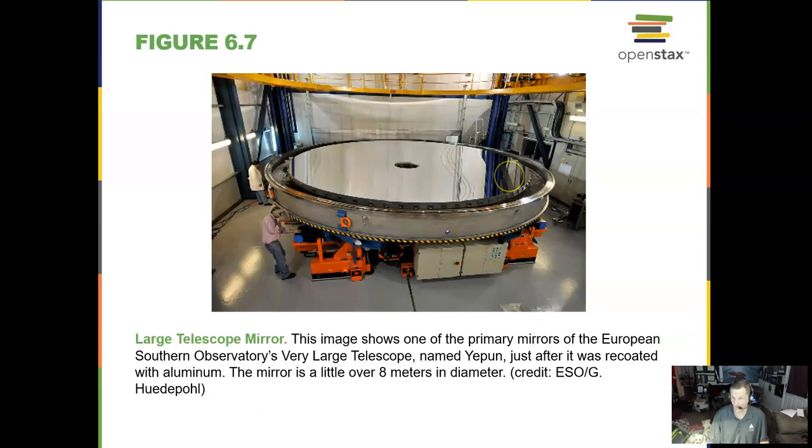Here is a very large telescope mirror. This is going to go on the European Southern Observatory's Very Large Telescope. We like to name our instruments and telescopes interesting names.